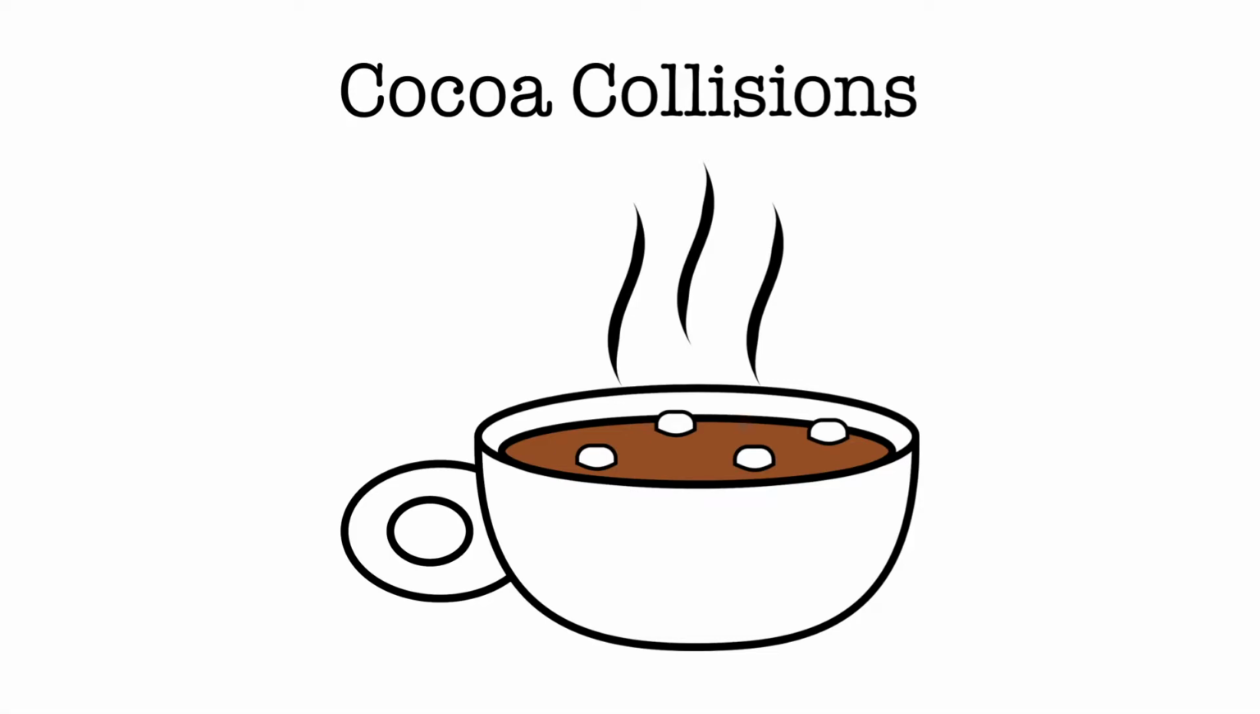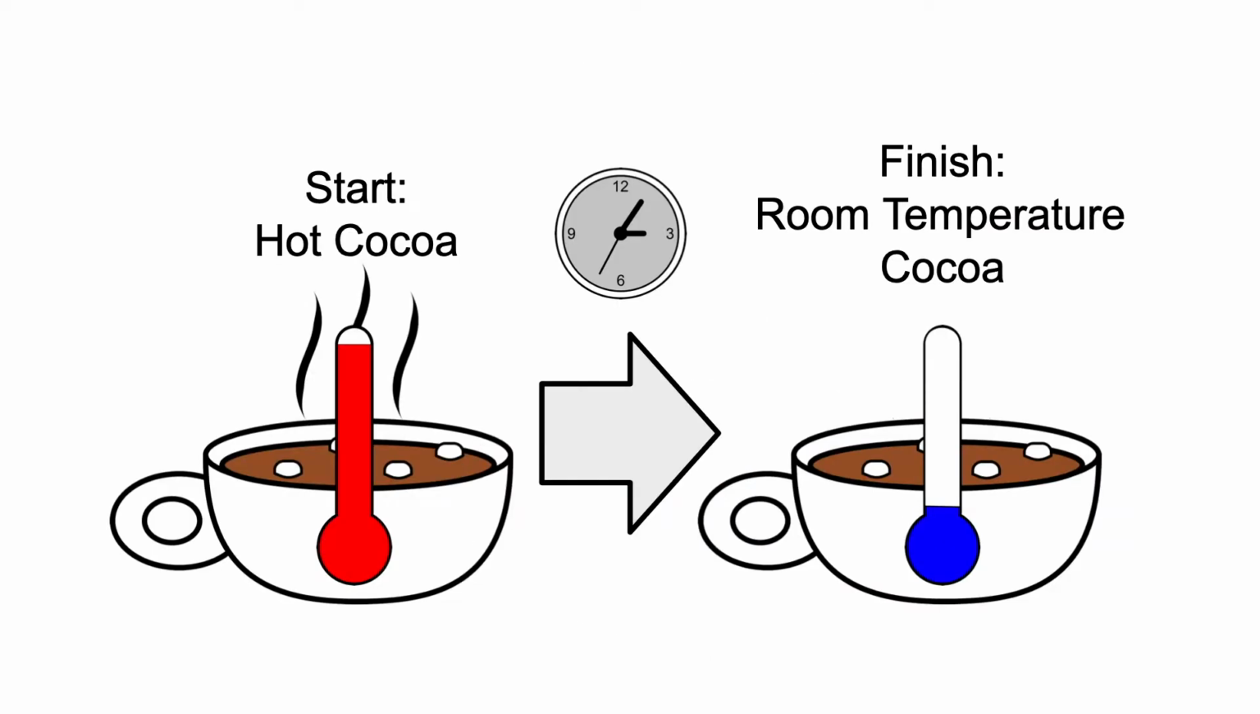Today, we will be conducting the Cocoa Collisions simulation from Lesson 3 of MyStars Unit 7.3 in order to investigate the question, how does temperature change? In this simulation, we will model how the temperature of a cup of hot cocoa changes over time. The cocoa starts hot, but cools over time to about the same temperature as the surrounding air.